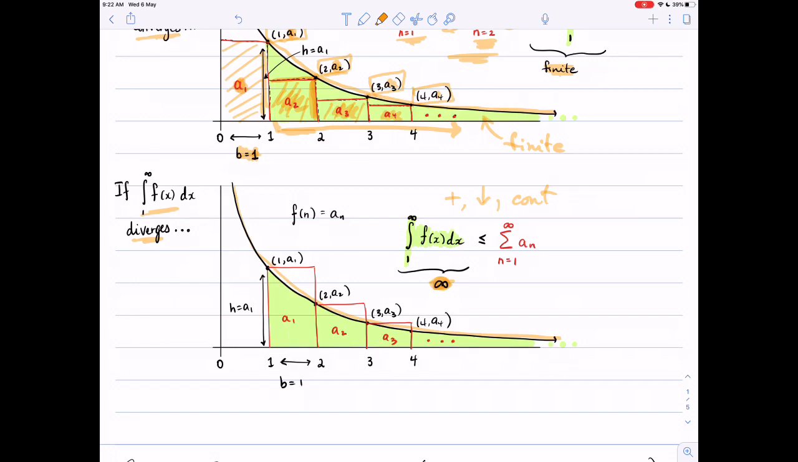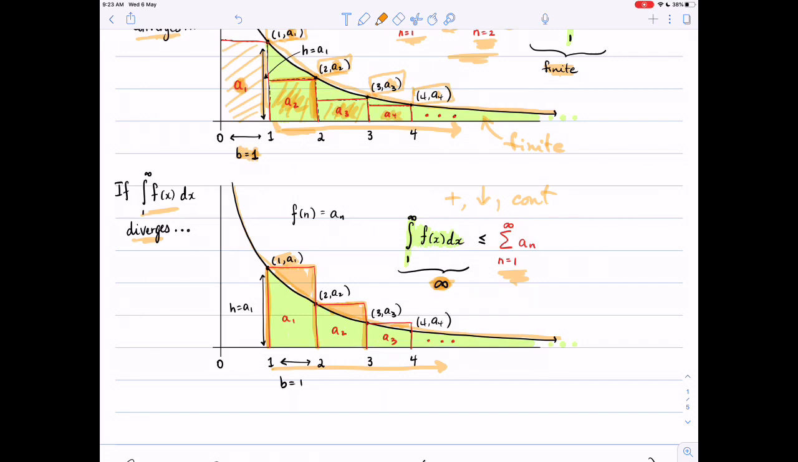And now what we're going to do is build rectangles, but using left endpoints. So here is the same point 1 and A1, but if I build a rectangle using the left endpoint here, then I'm clearly getting an overestimate. There is more area in those rectangles than under the function graph. And so if I add up all of those rectangles, then the area there has to be more than the area under the function graph.